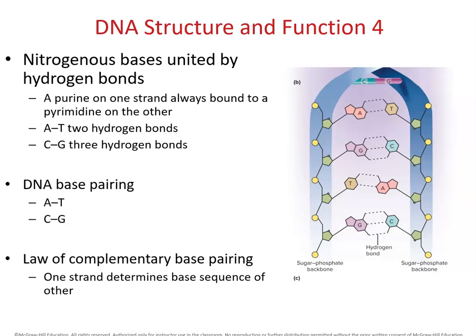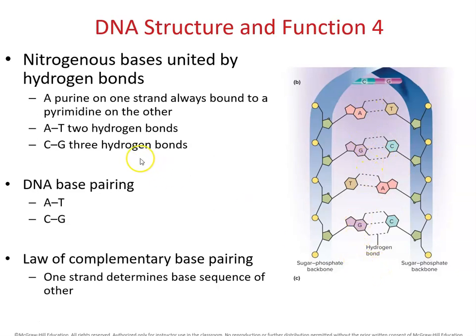The nitrogenous bases pair in a very specific way, and there are 2 factors that play into how the bases pair. Okay, first of all, we need 1 purine with its 2-ring structure to pair with 1 pyrimidine, which is the 1-ring structure. So essentially, we need 3 rings to go across. We can't have 2 purines, it would be too wide. We can't have 2 pyrimidines, it would be too narrow.